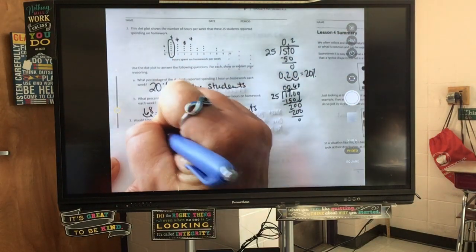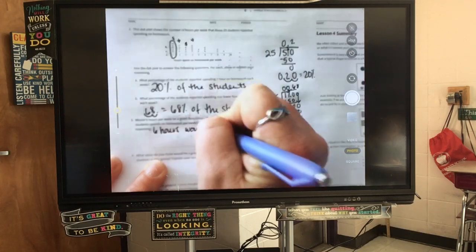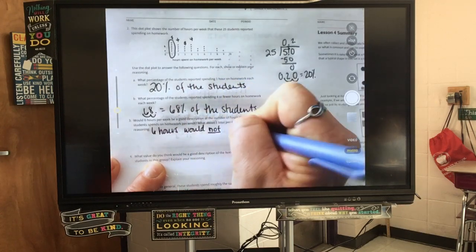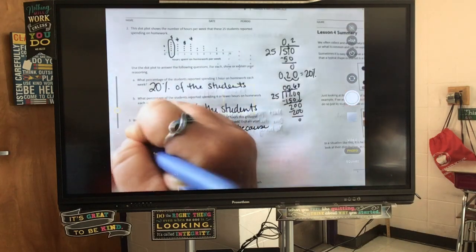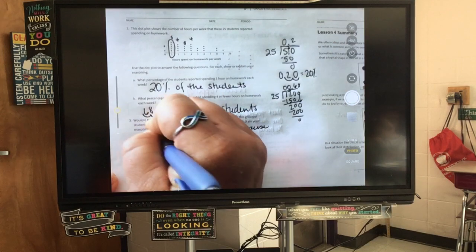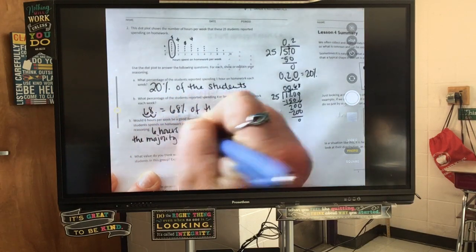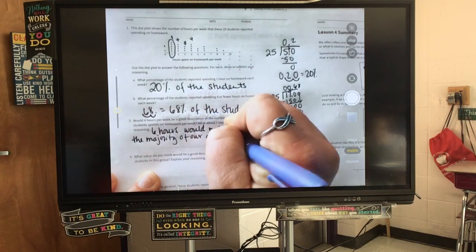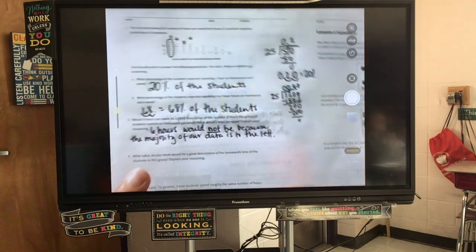Alright, so 6 hours would not be, because the majority of our data is to the left.